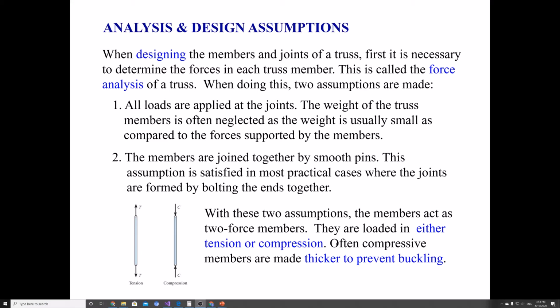They also talk about how compressive members are typically made thicker to prevent buckling. So we have to make sure that the member can support tension and can be under compression. If it's under tension, of course, then it could be a cable. And if it's under compression, then you might have to use a certain type of member, not a cable, of course.